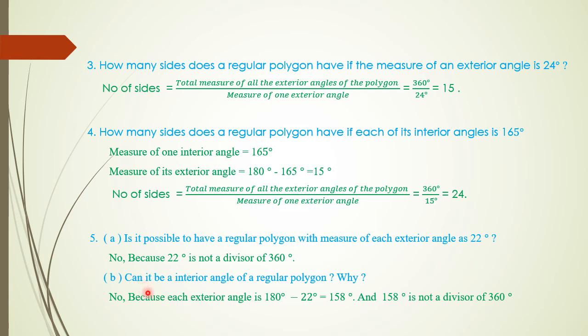Question number B. Can it be an interior angle of a regular polygon? Why? Can 22 degree be the interior angle of a polygon? So we cannot have a polygon with interior angle 22 degree because if we have interior angle 22 degree, its corresponding exterior angle will be 180 degree minus 22 degree is equal to 158 degree, and we cannot divide 360 degree by 158 degree. So 22 degree we cannot think of as interior angle of a regular polygon.